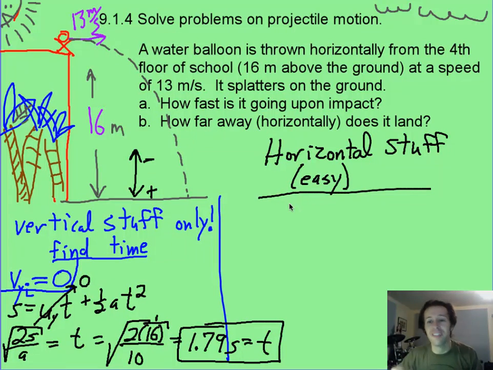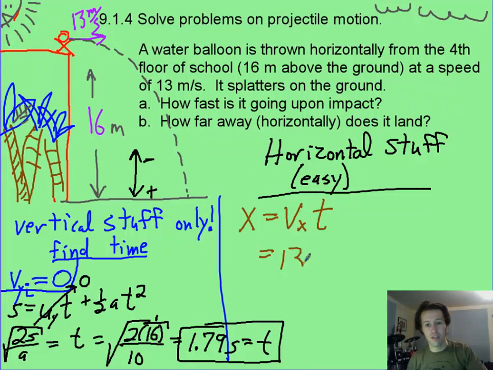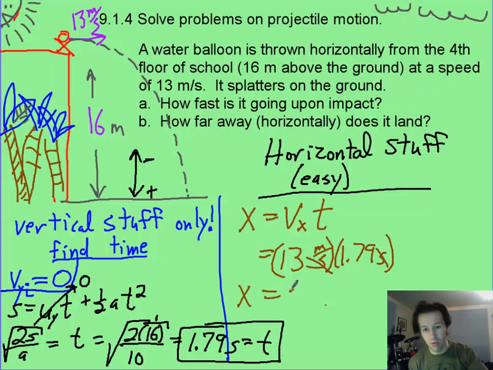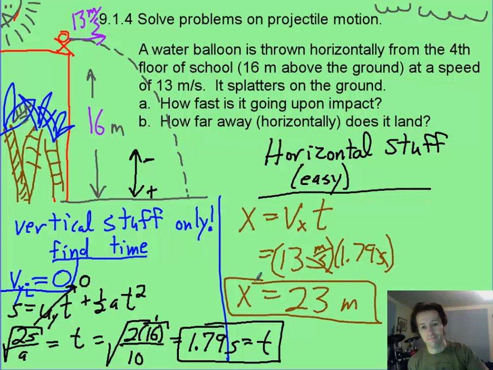The horizontal stuff is easy because there's no acceleration. Woohoo! So all you need to do is make a very simple distance equation with constant velocity. That distance is equal to velocity times time. And so we know that our x velocity is 13 meters per second. We know our time is about 1.79 seconds. Seconds cancel, and we end up with an x distance of about 23 meters. That is it.